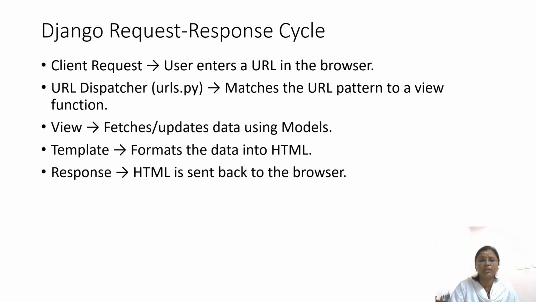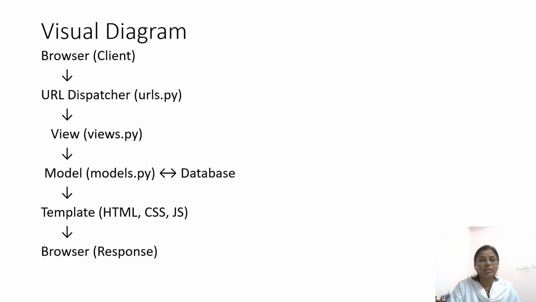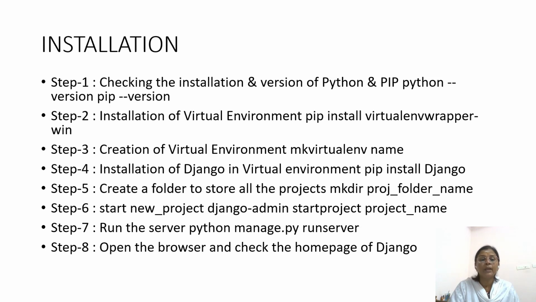So, request and response. That's what the clients will request. They will enter the URL, then the URL dispatcher will go to the view, then the view goes to the template, then it responds to the browser. This is the process. The diagram represents the same thing, request and response. The user requests and the response is written back to the browser. This is the visual diagram: first browser, the client, then view, model, template, and browser response. The request comes first and the response is last.